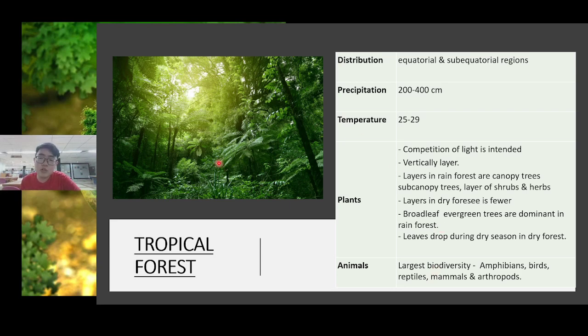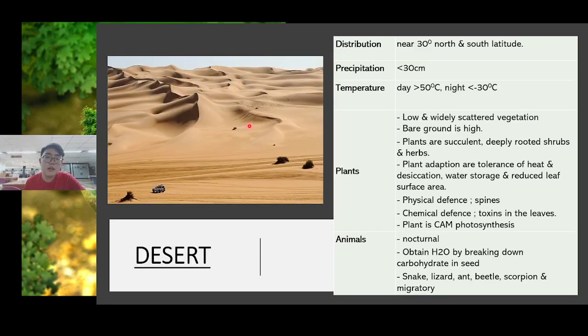Compared to other types of biome. So normally, if the ecology and biodiversity scientists want to do research about the animals, they will come to this forest to do research. Okay, next we'll proceed to desert.